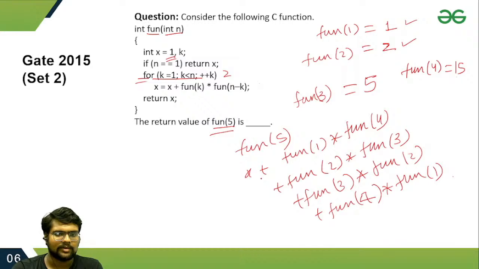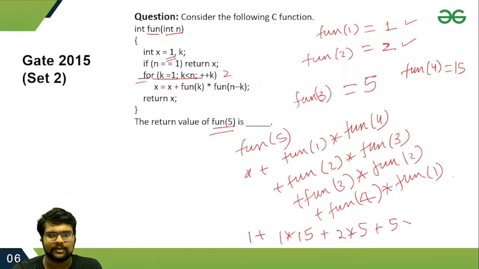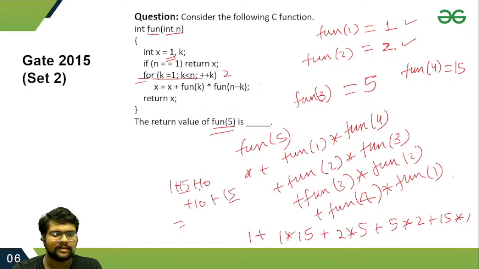Okay. Now value of x is 1, value of fun of 1 is 1, value of fun of 4 is 15, then fun of 2 value is 2, fun of 3 value is 5, then 5 into 2, and then 15 into 1. Okay. So it will be 1 plus 15 plus 10 plus 10 plus 15. So it will be 15 plus 15 and 10 plus 10, 20, 30, 40, 51. So the correct answer will be 51.